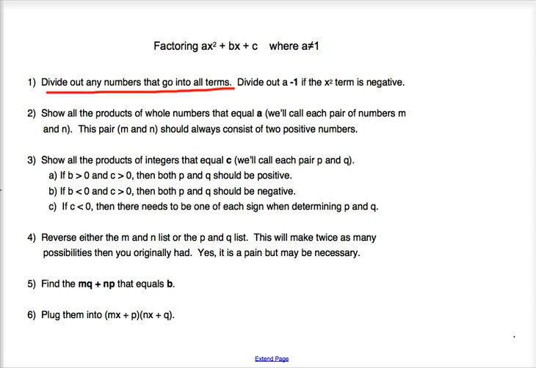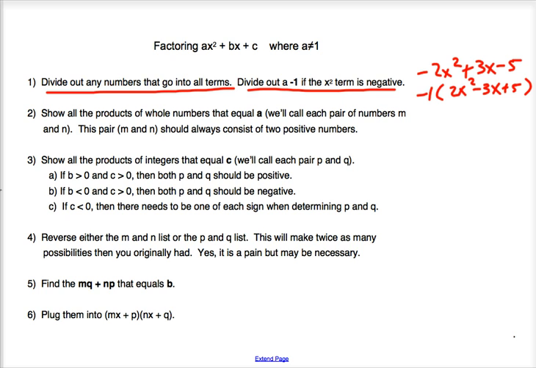And divide out a negative 1 if the x squared term is negative. I don't want x squared to be negative. So if I've got negative 2x squared plus 3x minus 5, I don't even know if that factors, you're going to change that to negative 1 times 2x squared minus 3x plus 5. I want my x squareds to be positive. And when I factor, I want my x's to be positive.